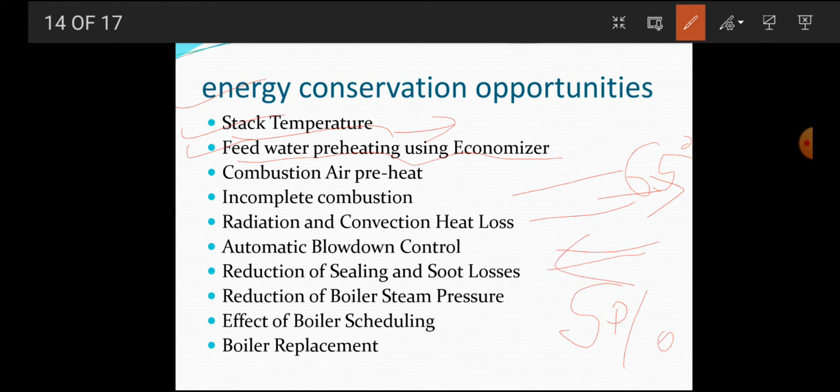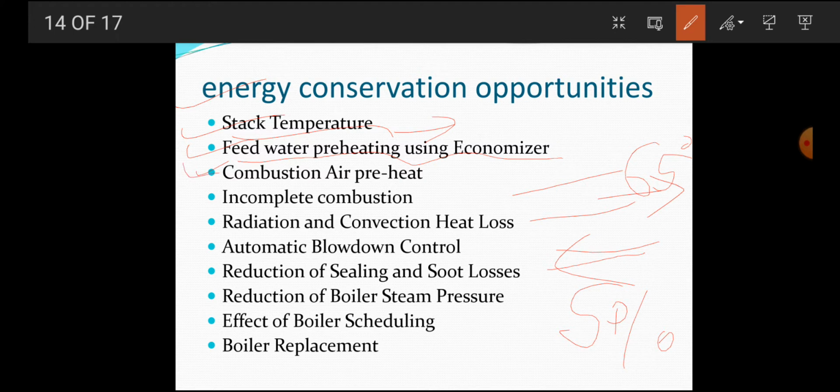So here the preheating of feed water is done with the help of the economizer. As told, two aspects are there. First, we need to condense the sulfur content, and we need to transfer the heat to the incoming water. So these are the two conditions.